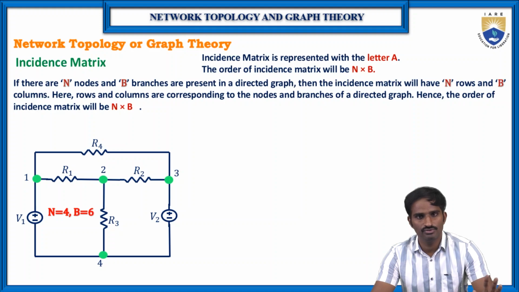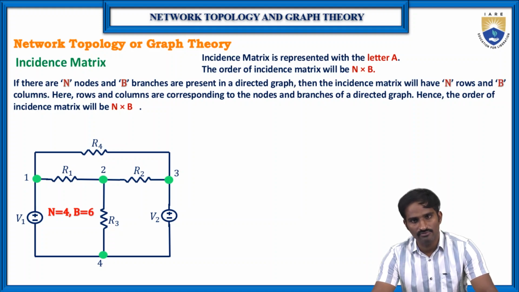So first, we should convert this electrical circuit into the graph. Then after that, we have to indicate the number of nodes and branches in that particular graph. Then from that graph, we have to draw the oriented graph, because here every branch should have a direction. The direction represents the current direction, which means from which node to which node the current will flow.